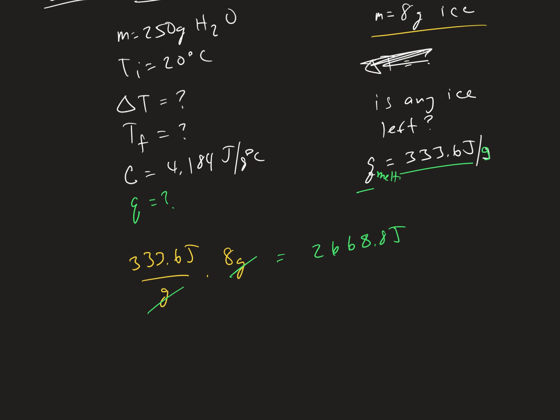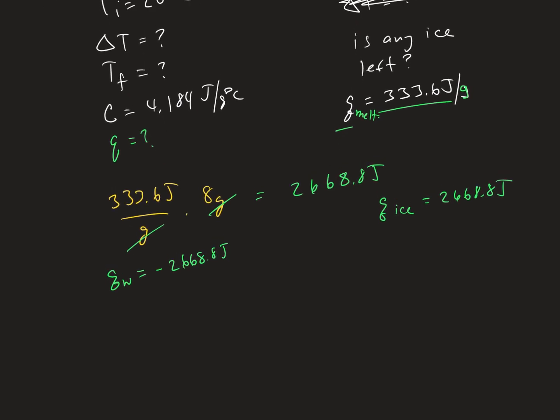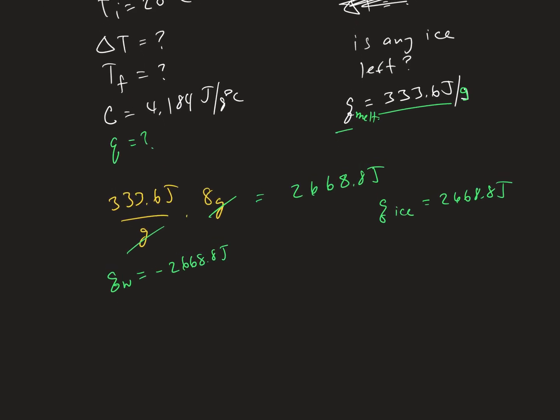It'd be gained, because we melted the ice. Gained by the ice, right? Lost by the water. So Q of the ice is 2,668.8 joules positive, right? And that means Q of the water is a negative 2,668.8 joules. You following? Okay.